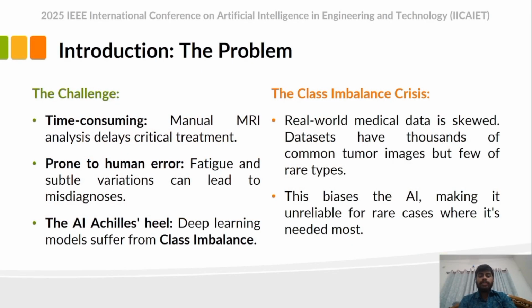In the introduction, first let's talk about the challenges when doctors look at MRI scans to find brain tumors. The process can be slow and can sometimes lead to mistakes. This can delay important treatments for patients.